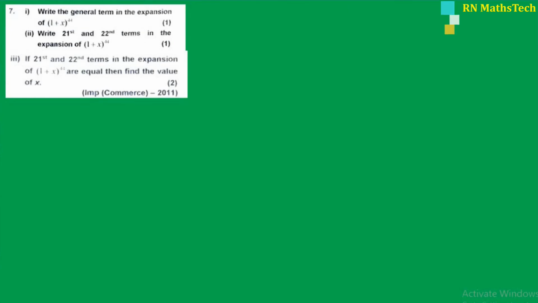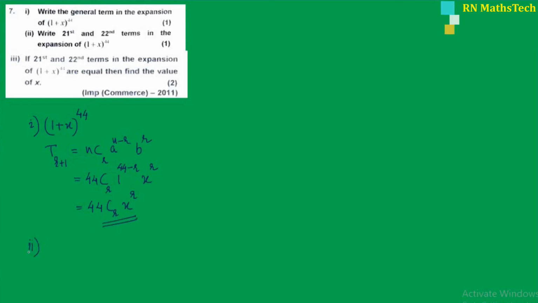Now the seventh one, write the general term in the expansion of (1 plus x) the whole raised to 44. T(r+1) is equal to nCr a raised to n minus r b raised to r, that is 44Cr. A is 1 raised to 44 minus r into x raised to r. 1 raised to 44 minus r is 1, that is 44Cr x raised to r is the general term.